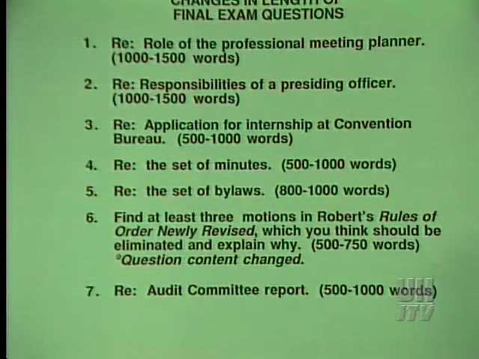Okay, number 6, I changed the wording of the question to eliminate some of what you have to do there. So let's go through number 6. Number 6 says find at least 3 motions in Robert's Rules of Order Newly Revised which you think should be eliminated and explain why. And it'll take you 500, 750. If you need more space to do that, some of these questions I haven't used before. And then the last one on the audit committee, I cut that one back to 500 to 1,000.